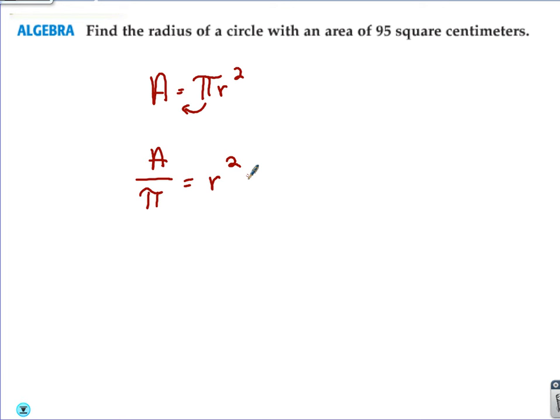Last step, how do I get r by itself? Square root. So to find the radius, now I can plug it into this, because that's what I'm looking for. It says find the radius. So now let's plug everything in. The radius is equal to the square root of the area divided by pi. By the way, that's exact. As soon as you plug in 3.14, it's no longer exact.